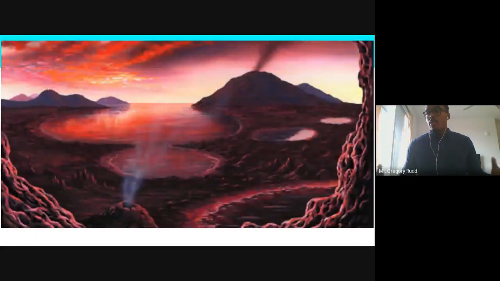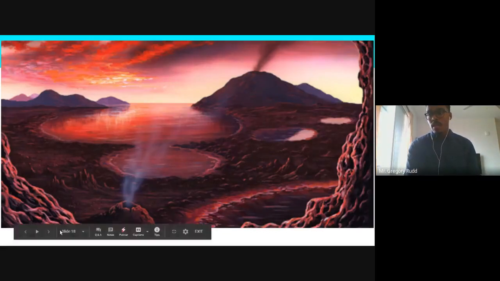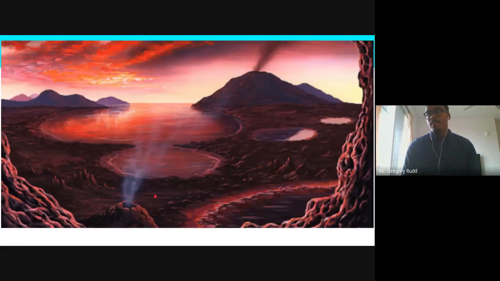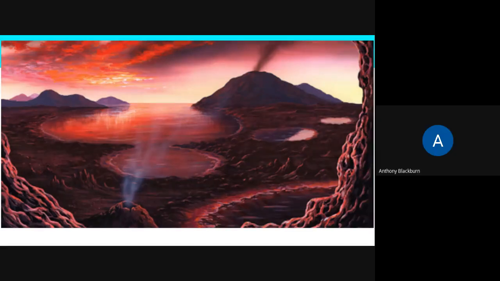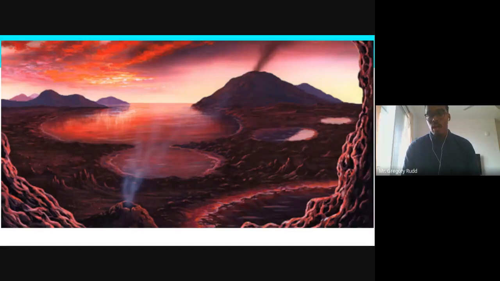So a long time ago, this image, of course, is an artist rendition, but this image is an accurate representation of what Earth would have looked like not long after it was formed. It was an extremely hot planet. It was a planet where the atmosphere was made up largely of carbon dioxide. It was a planet that was covered by a lot of water. Of course, there was no life anywhere on the planet.